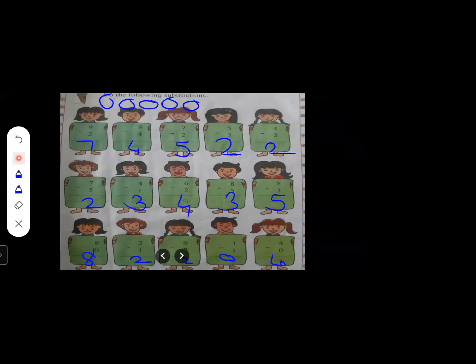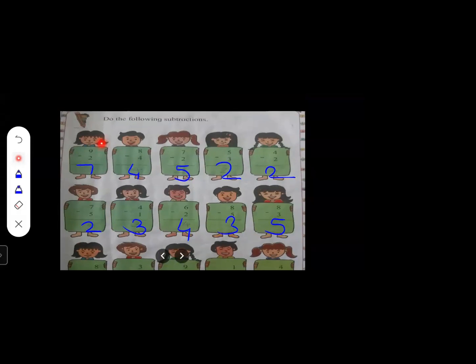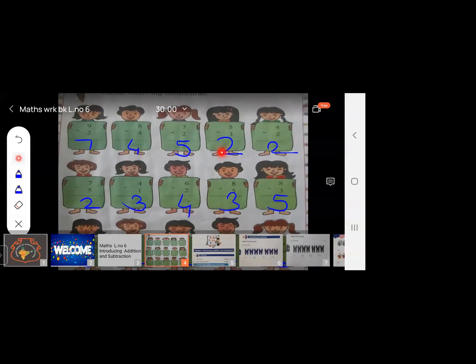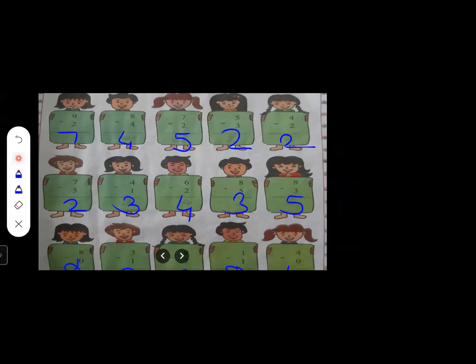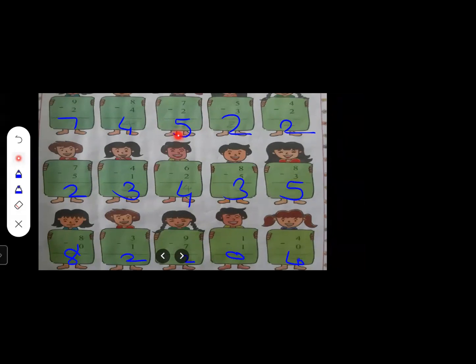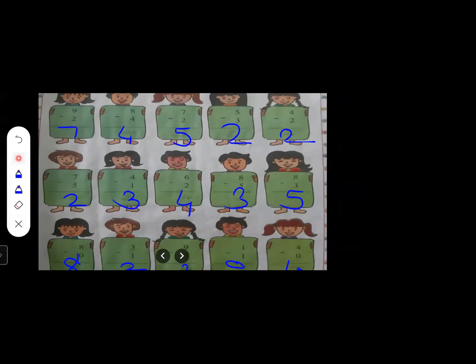So what we have done over here is subtraction, right? So see, 9 minus 2, what answer did we get? We got 7. Then 7 minus 2, we got answer 5. 5 minus 3, what did we get? We got answer 2.